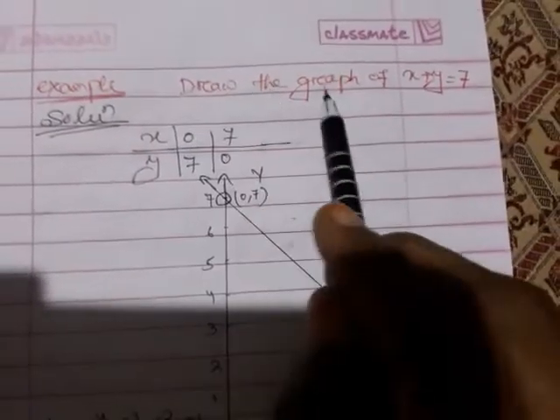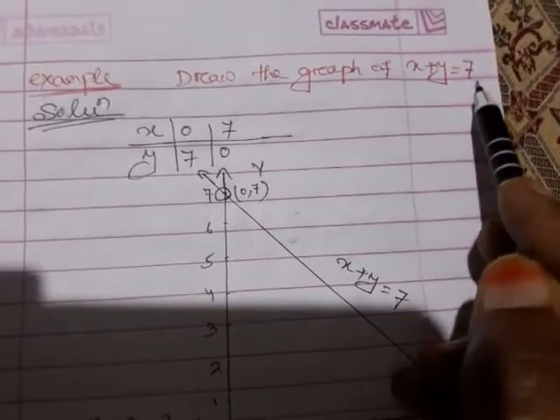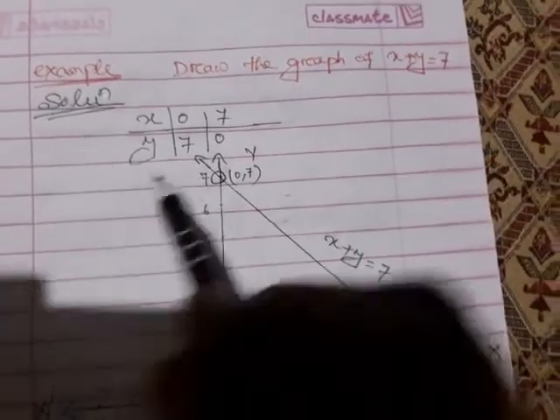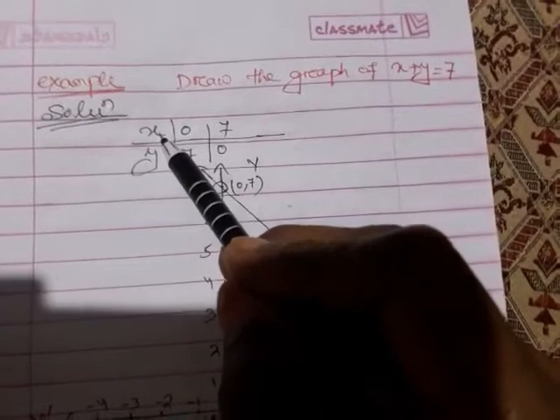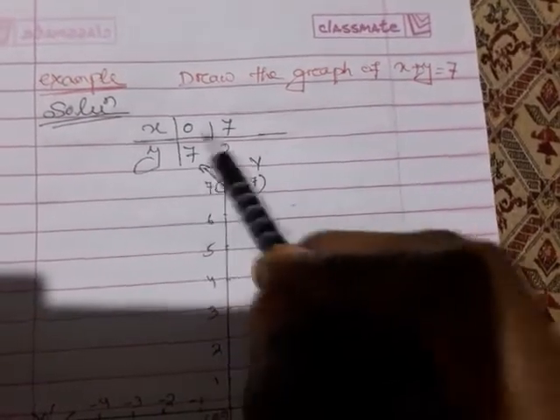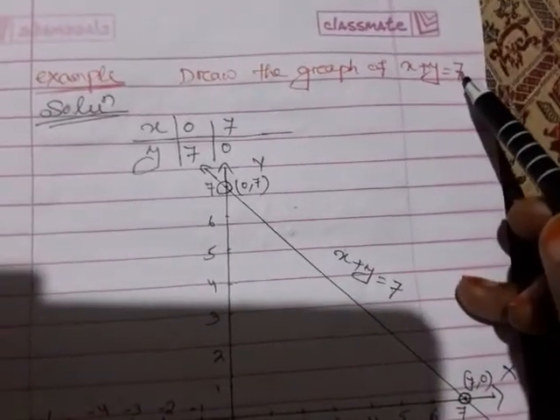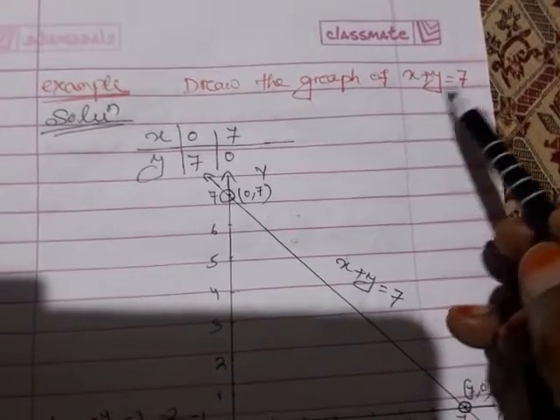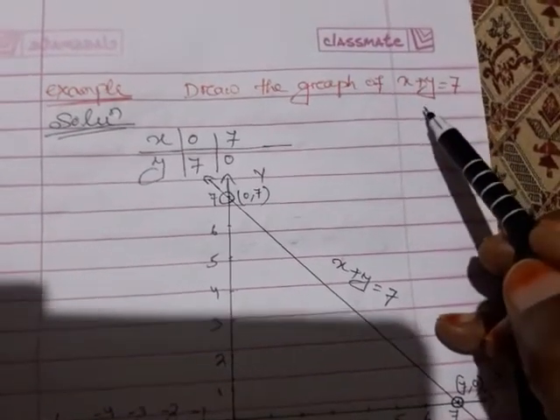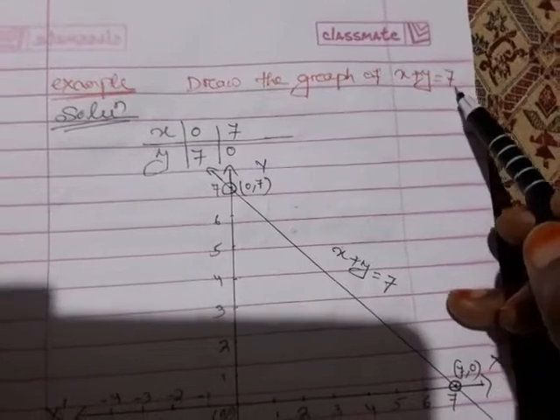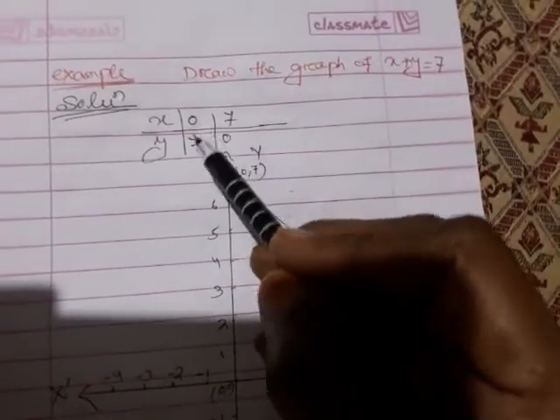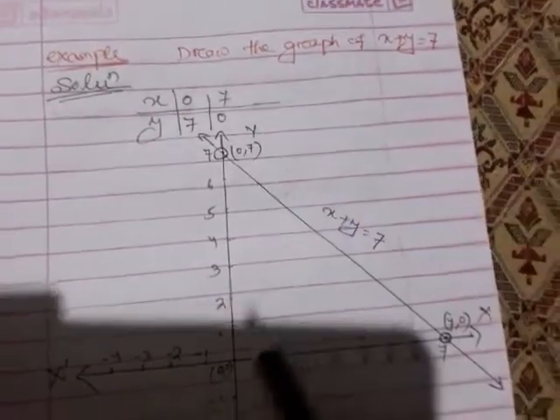Let's take another example. Draw the graph of x plus y is equal to 7. Its solution. First find the points (x, y). If x plus y is equal to 7, this implies that if x is equal to 0, then y is equal to 7. If y is equal to 0, then x is equal to 7. So the points are (0, 7) and (7, 0).